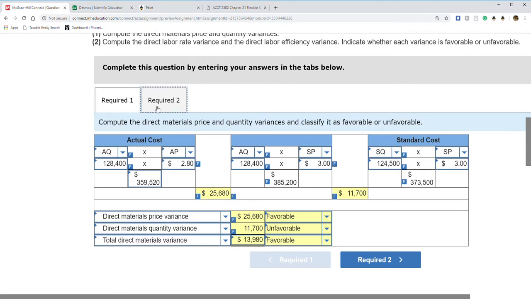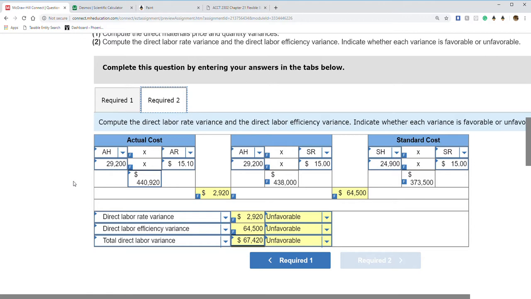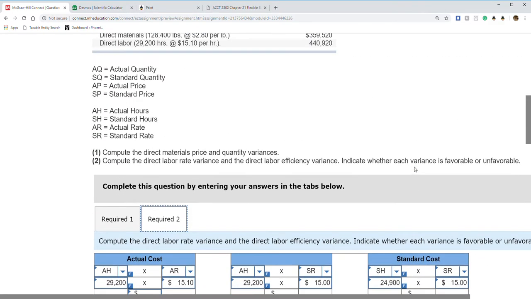Now, required two does exactly the same thing, and again we put our actual hours and actual rate, standard cost to standard hours, standard rate, and we're again going to have to figure out standard hours.